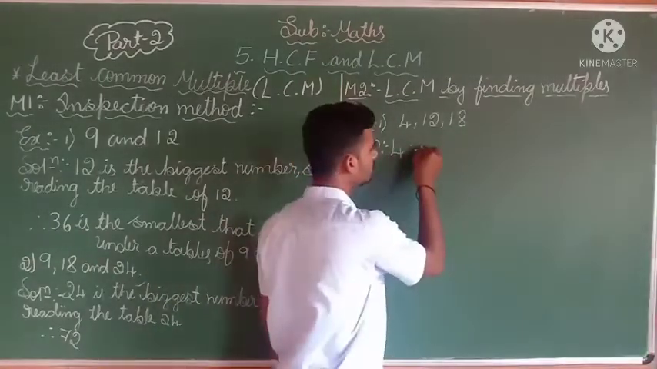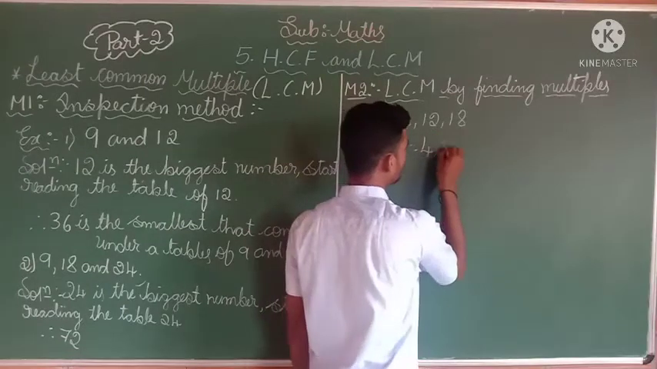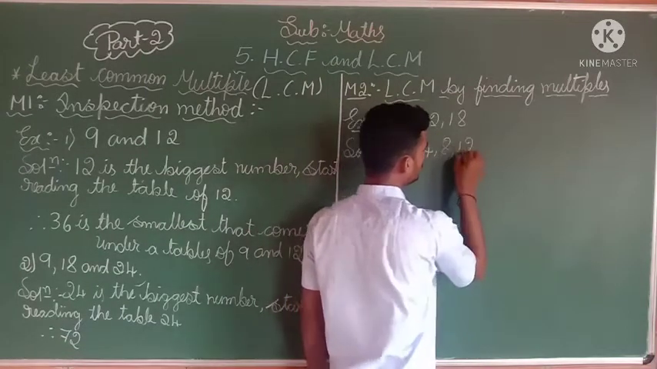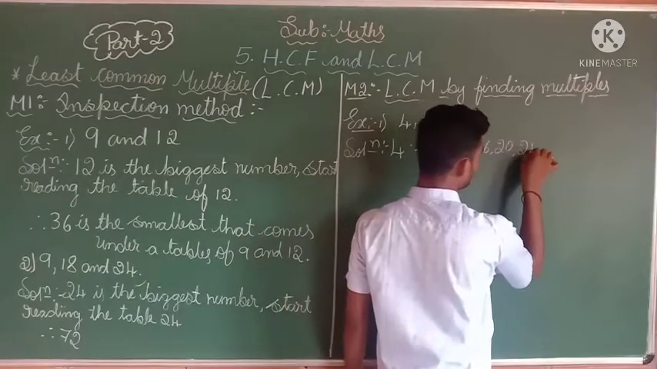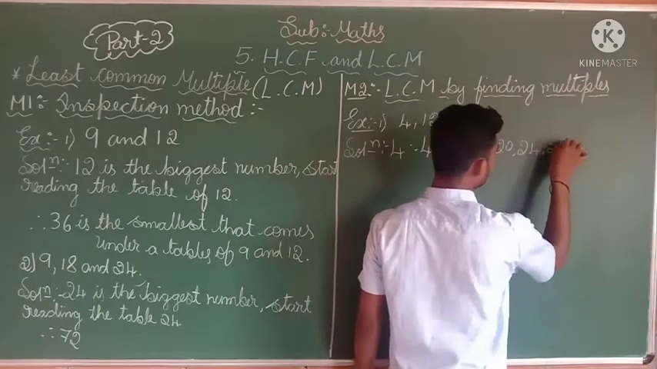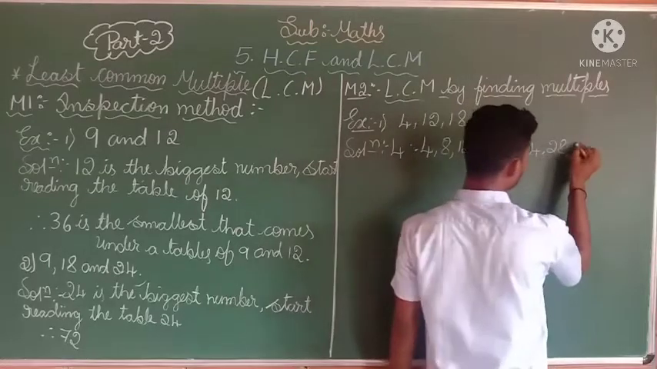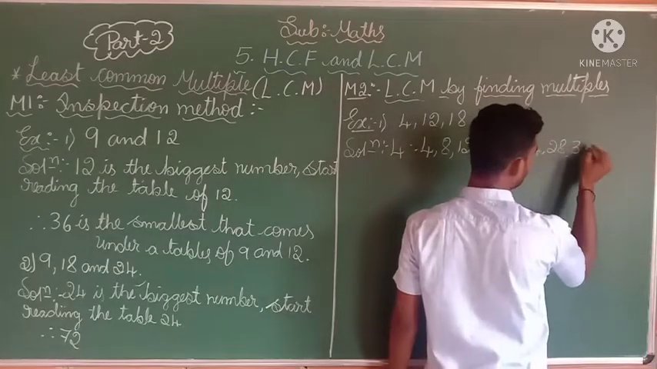Okay, 4 ones are 4, 4 twos are 8, 4 threes are 12, 4 fours are 16, 4 fives are 20, 4 sixes are 24, 4 sevens are 28, 4 nines are 30.